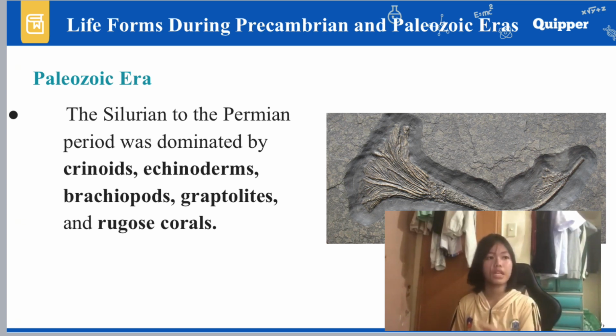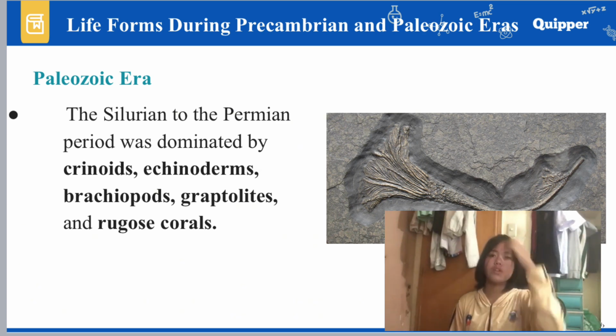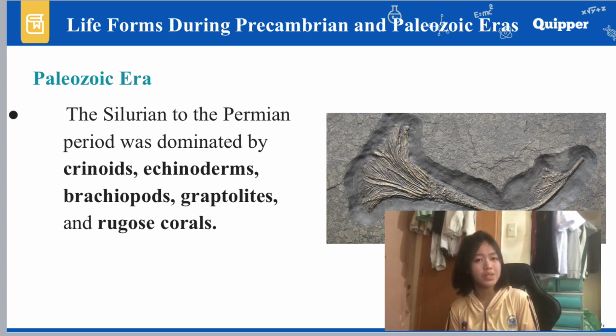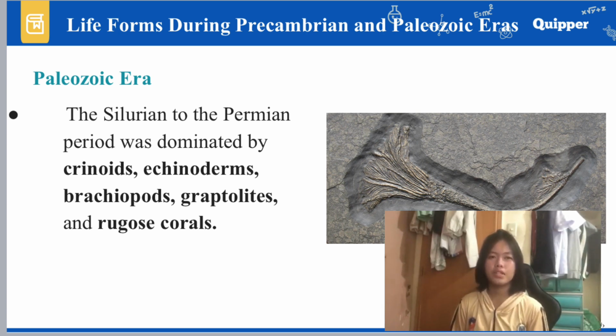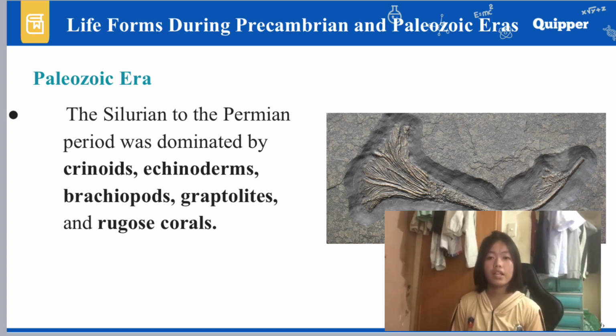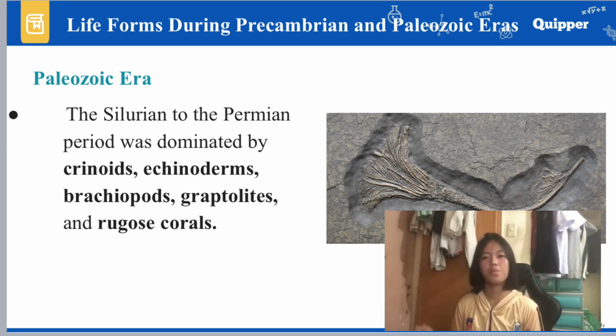Now let's move on to the graptolites. Graptolites are a group of colonial animals that live in an interconnected system of tubes. Now, let us move on to the rugose corals. They are also known as the Tetracoralia or horn corals. They are mostly seen in deep oceans or deep waters. Okay, now let's move on to the next slide.